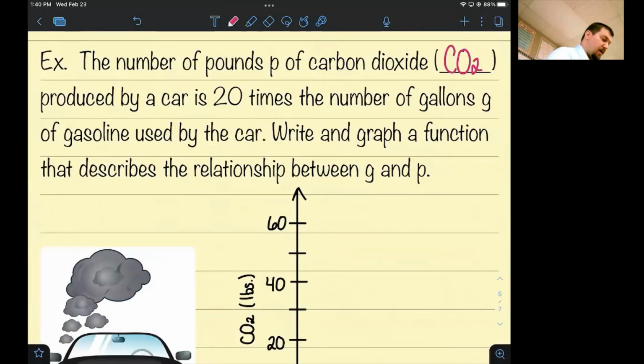So here I'll say it again. The pounds is 20 times the gallons. If I use P for pounds and G for gallons, what's an equation I could write that represents that particular sentence? The pounds is 20 times the gallons.